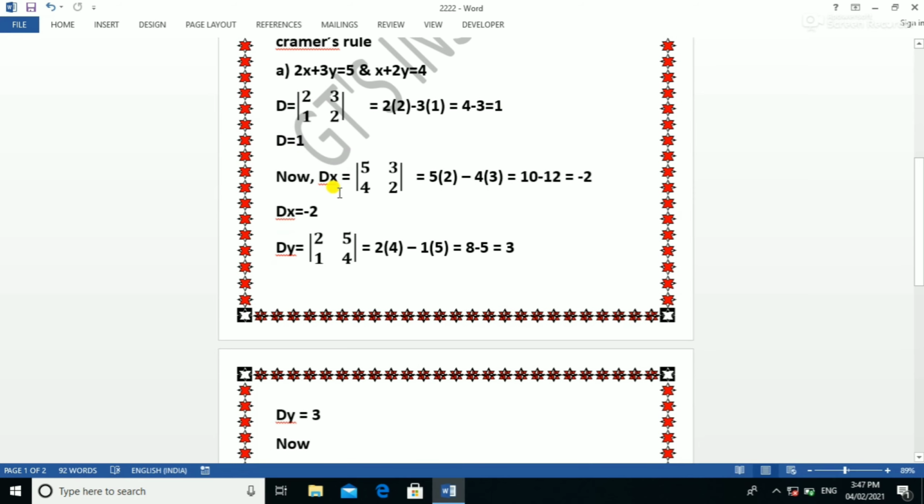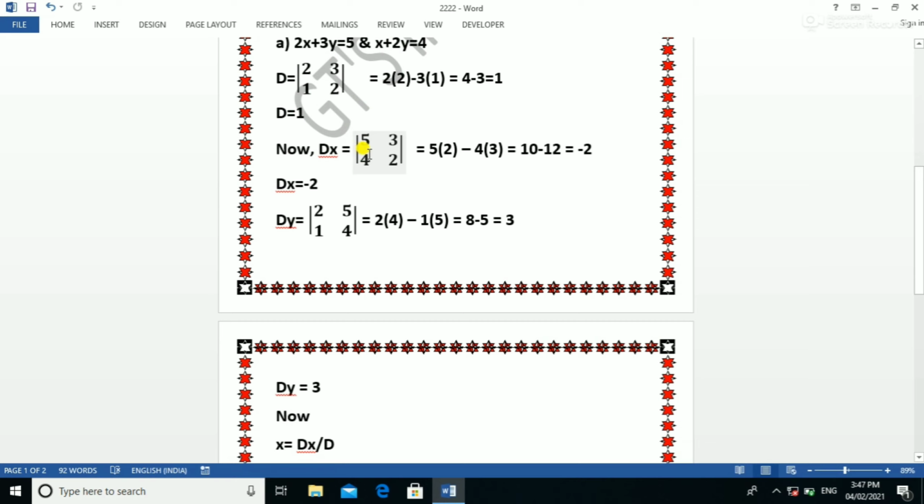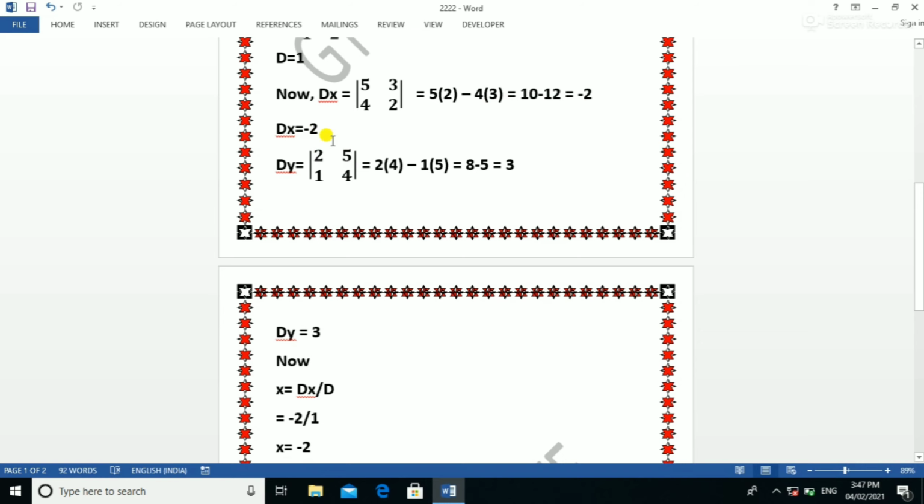Now Dx: we have to substitute the coefficients of x by the constants, 5 and 4. Now Dx is equal to the determinant 5, 3, 4 and 2, which is equal to 5 into 2 minus 4 into 3. Here 5 into 2 is 10 minus 4 into 3 is 12. So 10 minus 12 is equal to minus 2. Finally Dx is equal to minus 2.